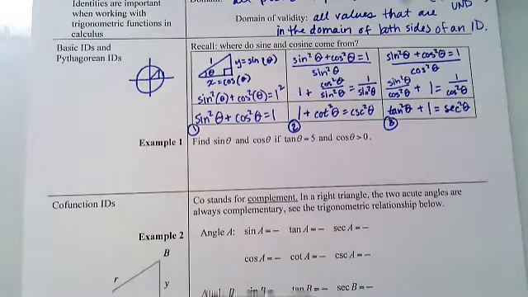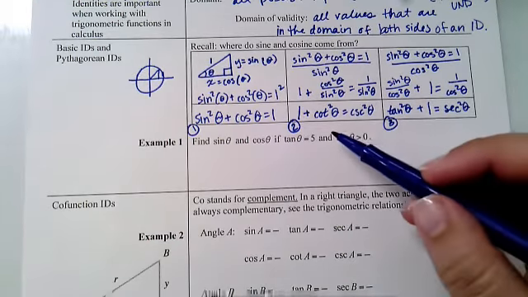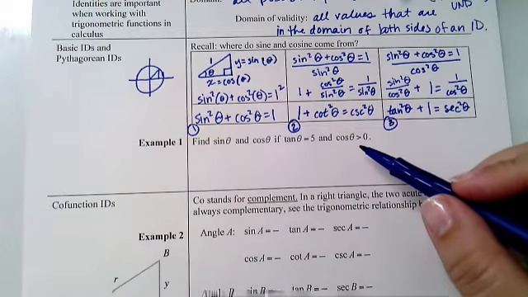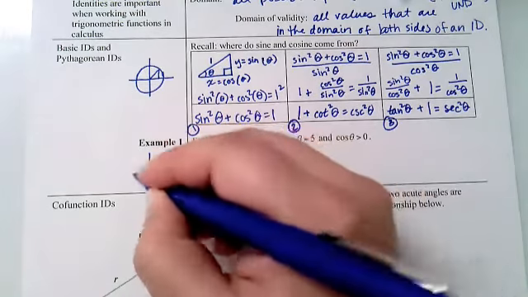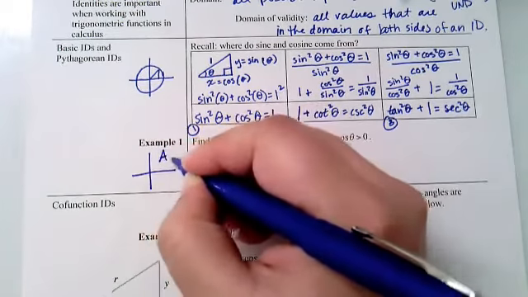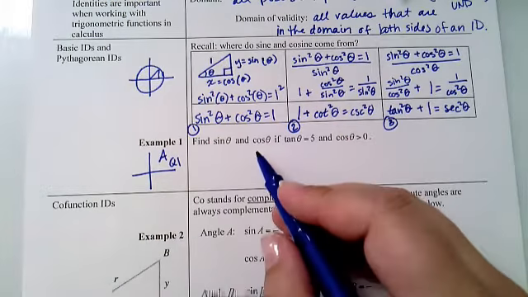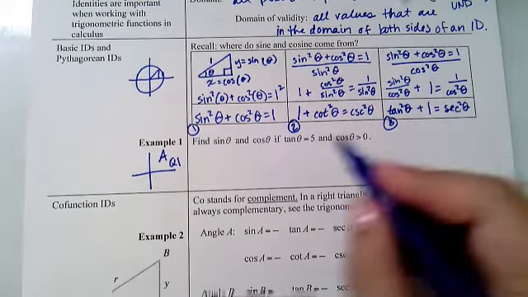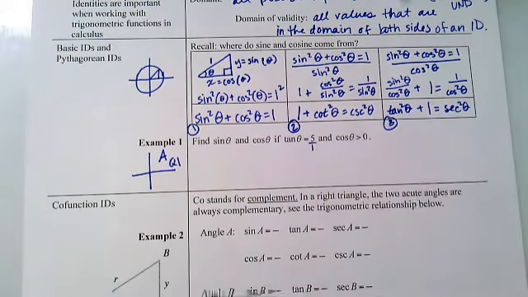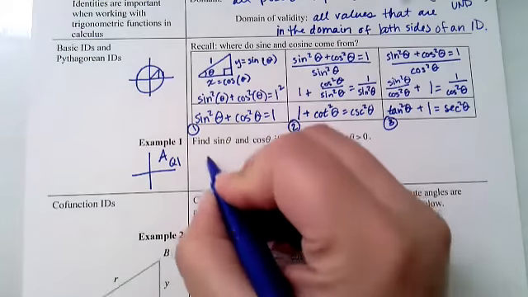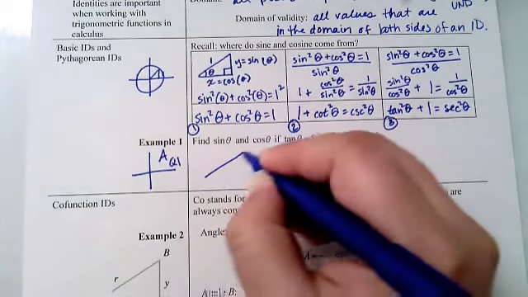In this example, we want to find sine and cosine if tangent is 5 and cosine is positive. Well, we know that tangent is 5, so that's positive, and cosine is positive. If those are both positive, then we must be in quadrant 1. So if we're in quadrant 1, sine and cosine should both be positive, and I know tangent, I could write it as 5 over 1, for example. Tangent is opposite over adjacent. And so I'm going to start with a triangle.